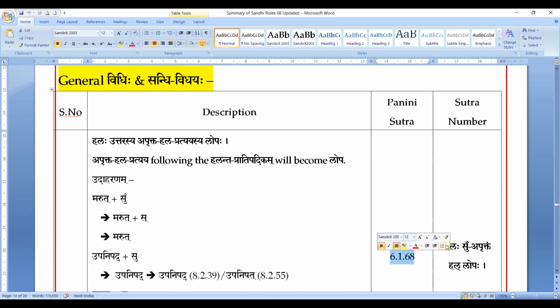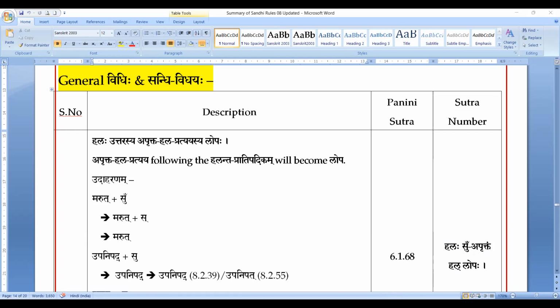So the previous one, that is 6168. This is not the full sutram. In fact, I didn't write the sutram completely, I wrote only a part. The sutram is Alniyabhyaha Diga Sutisya Pruktamal. It's a long one, so I have written only what is relevant for us. You can remember this: Aprukta Hal Pratyaya. Following the Halanta Pradipadikam it will become Lopa. That is 6168, which is in the Sapada Saptadhyayi.